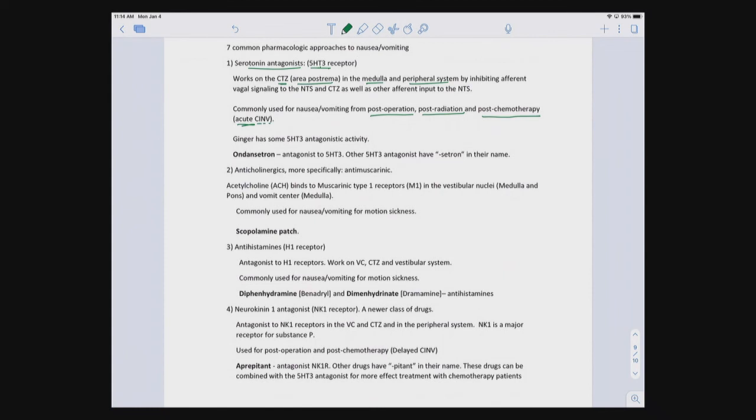The instantaneous type of nausea and vomiting you have during and closely after the chemotherapy session is thought to involve the serotonin axis, whereas the delayed is thought to be more involved with the NK1 substance P. So if you're wanting to treat both the acute and delayed nausea and vomiting, you are probably going to be using two different drugs for that. Then we'll talk about that a little bit later.